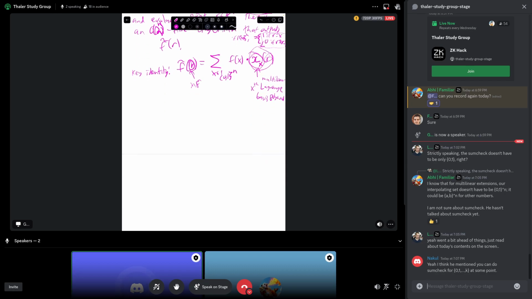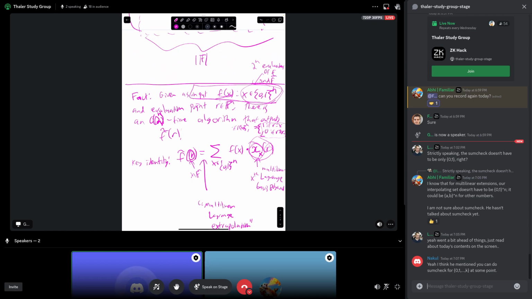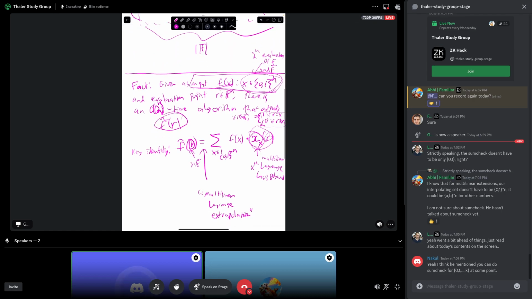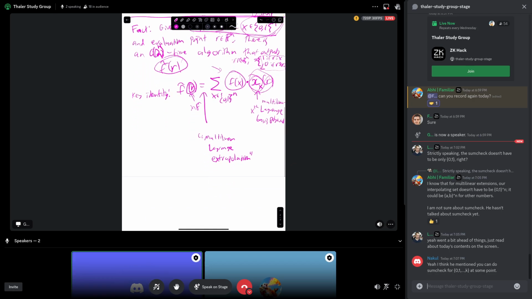And so this is the key. People will call this equality multilinear Lagrange interpolation. I use the term to refer to both this equality and the linear time algorithm that computes f tilde of r really quickly, given these evaluations f of x. So that's what we discussed last time.